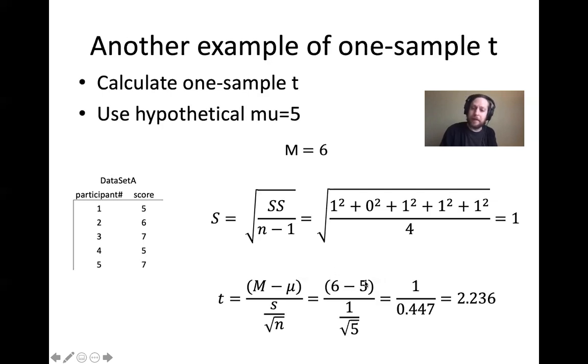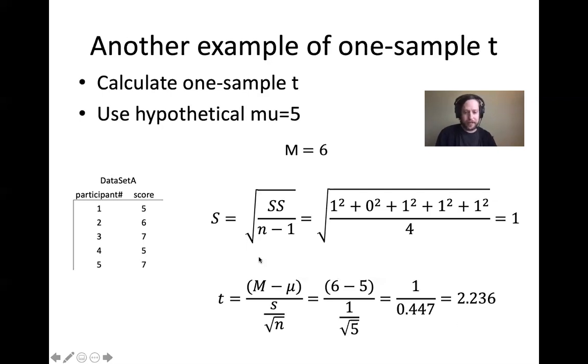Chance performance is 5. And so what we would do is we calculate a one sample t-test, a one sample t, which we did last time, 2.236. And what this number tells you is, are these two numbers significantly different from each other? Is the sample mean of 6 significantly different than chance performance of 5? If people were guessing on every problem, you would expect them to get 5. Is 6 significantly different than 5?